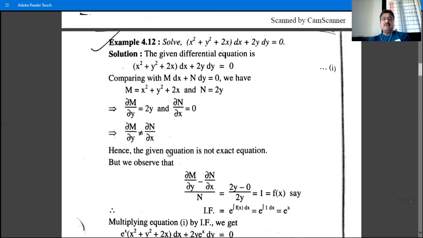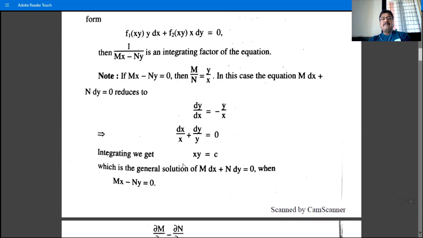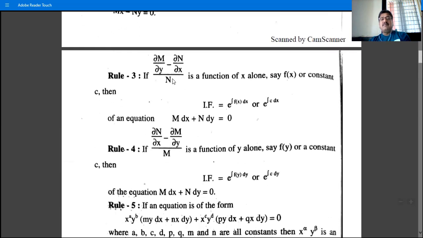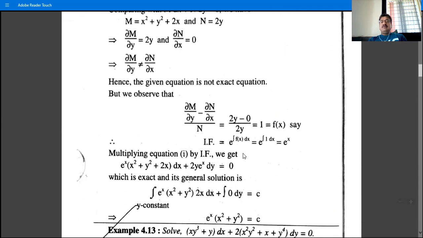So this is the example on rule number 3. Okay, this is the example on rule number 3. Dou M by dou y minus dou N by dou x divided by N is a function of x alone, or we say it is constant. Then what is the integrating factor? e raised to integration f(x) dx, or e raised to integration of that constant. Now the value of this quantity in this example is 1. We have a constant value. If we have a constant value or function of x, then e raised to integration f(x) dx is the integrating factor. So e raised to 1 dx, that is e raised to x is the integrating factor.